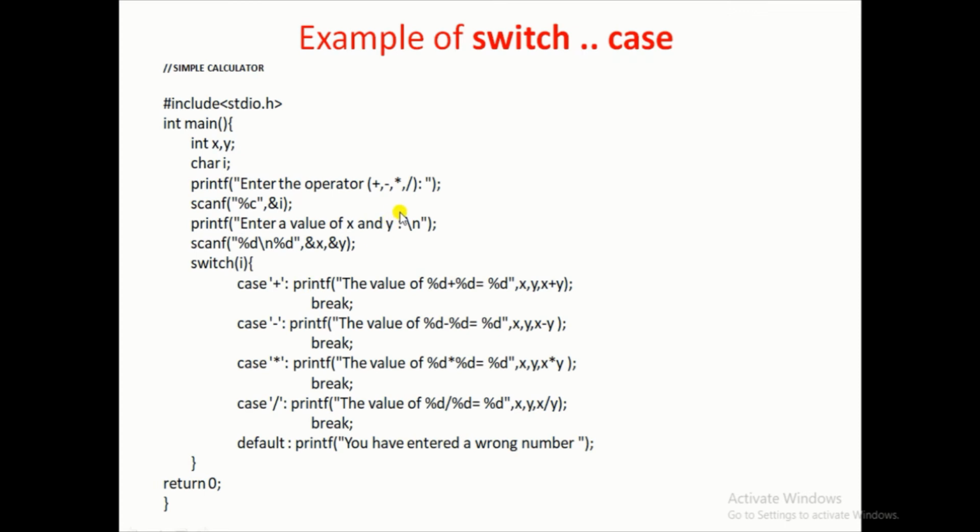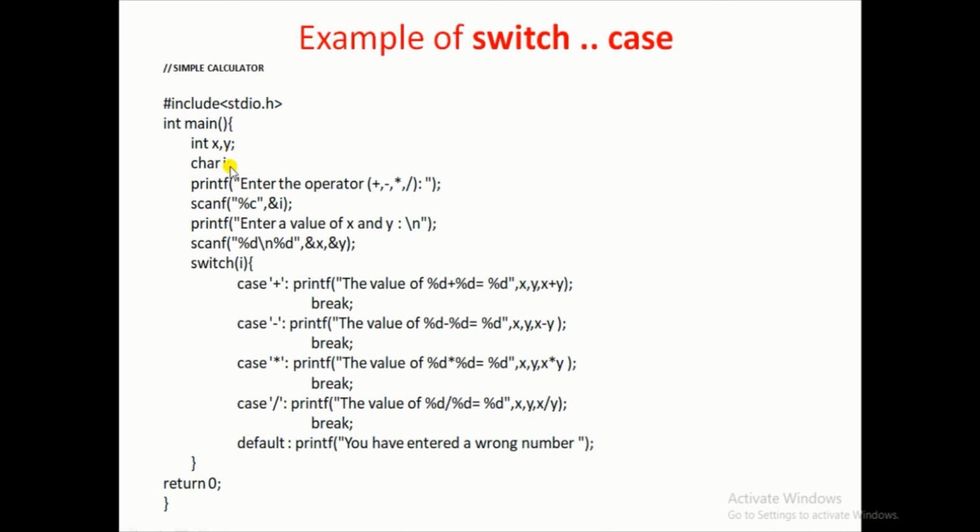Next, here is another example of switch case, that is a simple calculator. By using this switch case we can make a simple calculator. Please try to understand. First of all, we include the header file and we initialize the main function. Inside the main function I declare 3 variables, that is x, y and i. x and y are integer type and i is character type. Why? Because we enter the operator inside i.